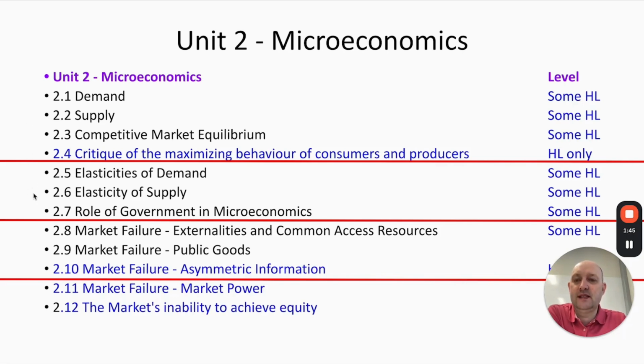Then we've got elasticities and a bit of the role of government. Then market failure part 1, which is the SL part with a bit of HL. And then the last part is your market failure HL. And this market power is quite a long chapter. So that's the main part of this part here.